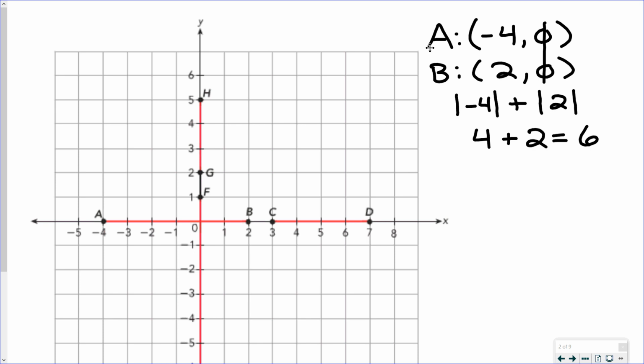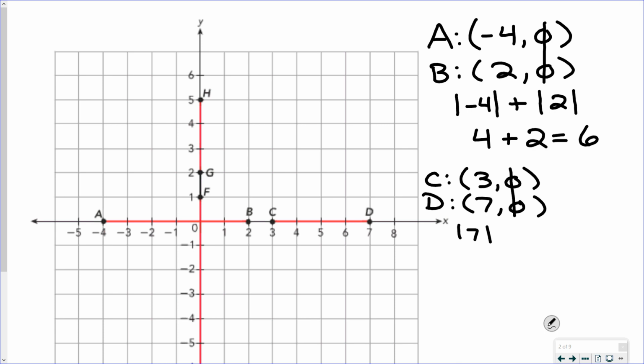So if we take a look at C and D, C is at 3, 0. D is at 7, 0. So once again, our y coordinates are the same. So we're going to ignore those, and we're going to look at the x coordinates. So we start by taking the absolute value, and again, I would start with the absolute value of the larger number, and then put the absolute value of the smaller number second.